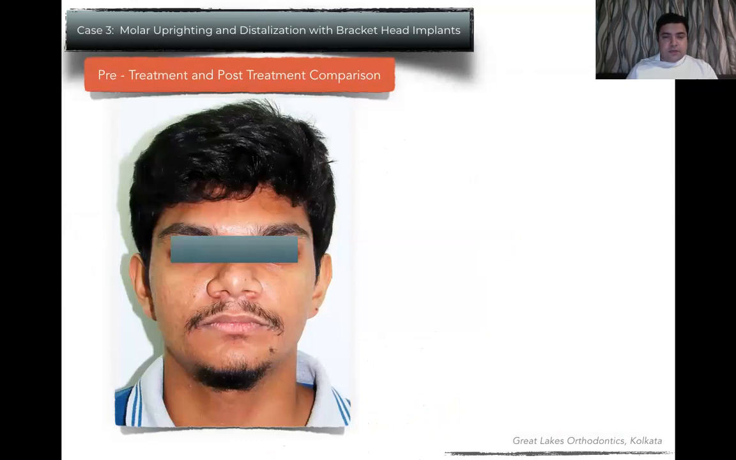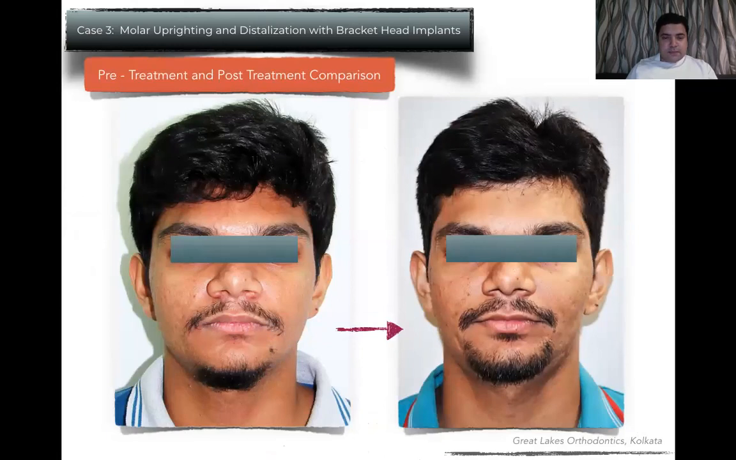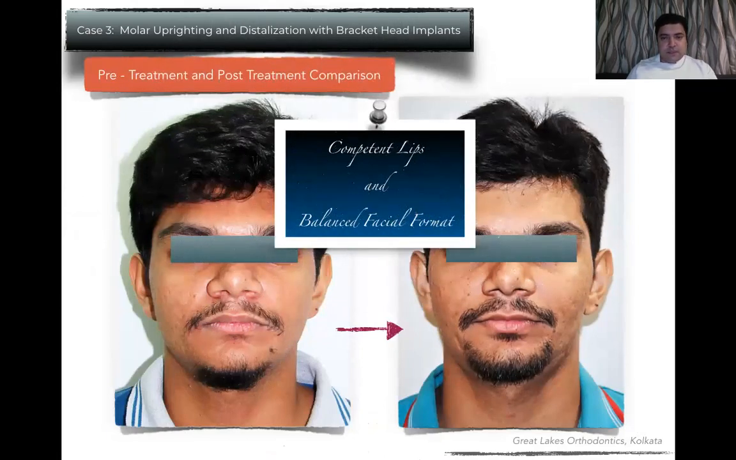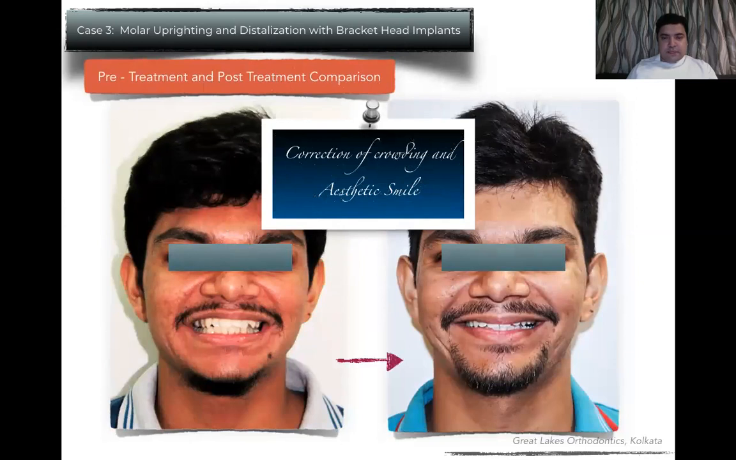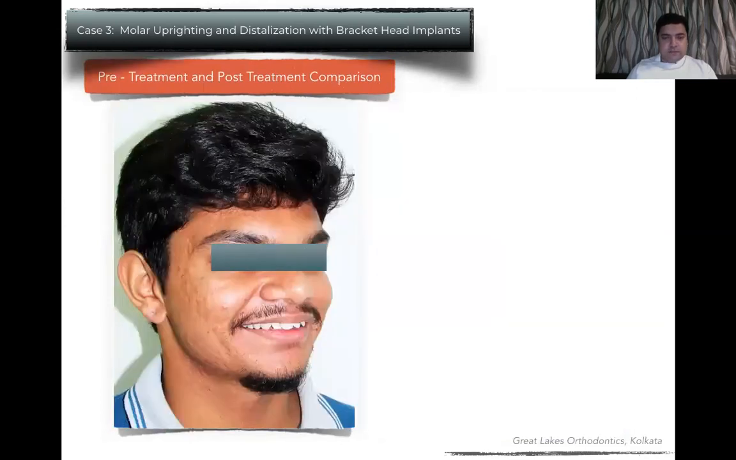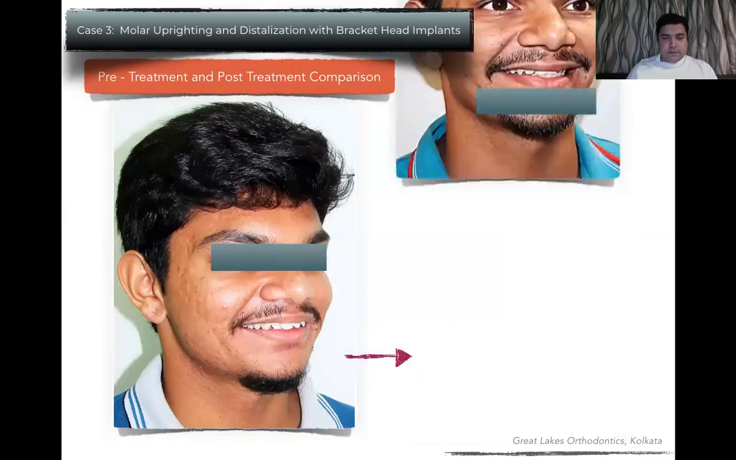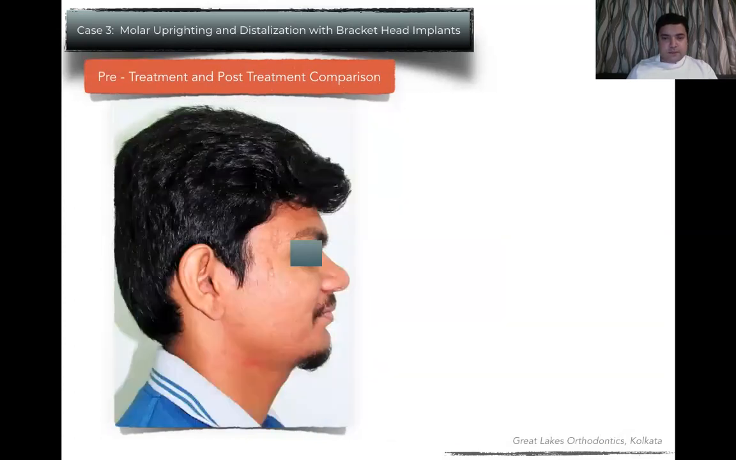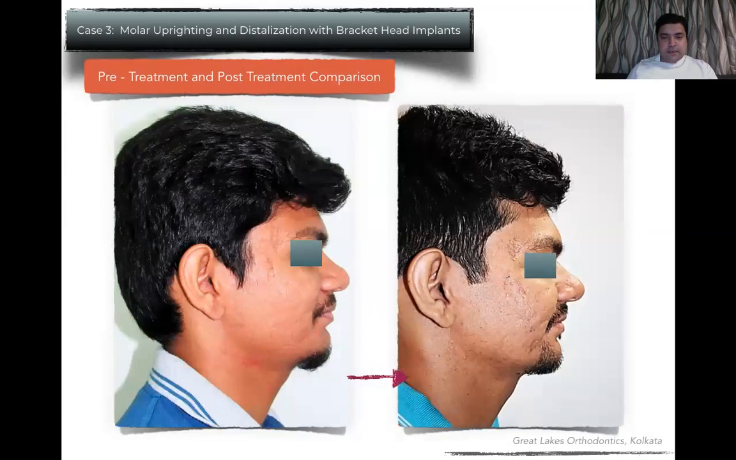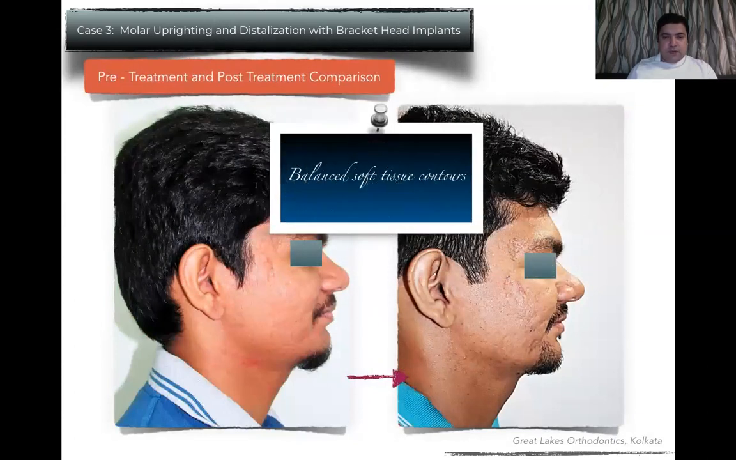So let's go into the comparison of pre and post-op. That's the comparison of the format of the face from the front, which shows competent lips and a balanced facial format. The smile shows the correction of crowding, and an aesthetic smile was attained. We also got a correction of proclination with respect to a 45-degree smile. And the profile at the end of the treatment was well maintained, and balanced soft tissue contours were attained.